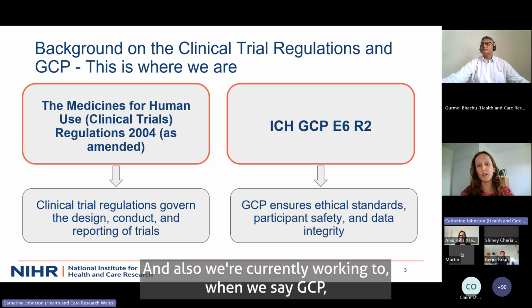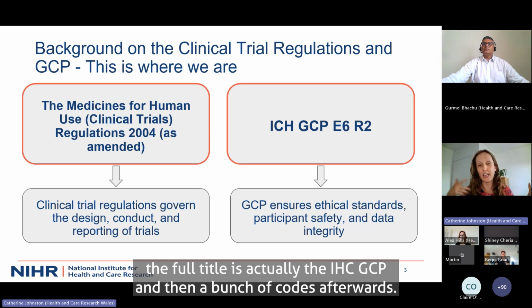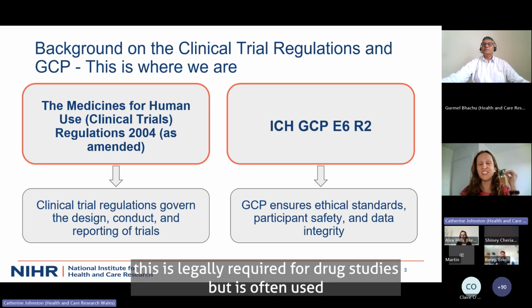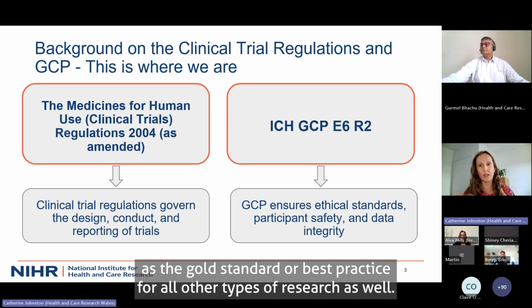And also we're currently working to, when we say GCP, the full title is actually ICH GCP and then a bunch of codes afterwards. So we're working to ICH GCP E6 R2 here. And again, this is legally required for drug studies, but is often used as the gold standard or best practice for all other types of research as well.